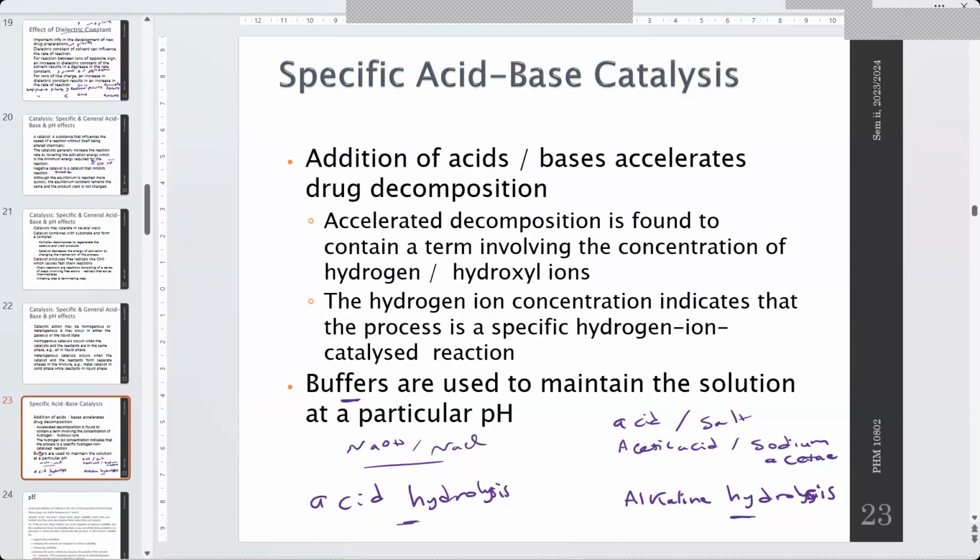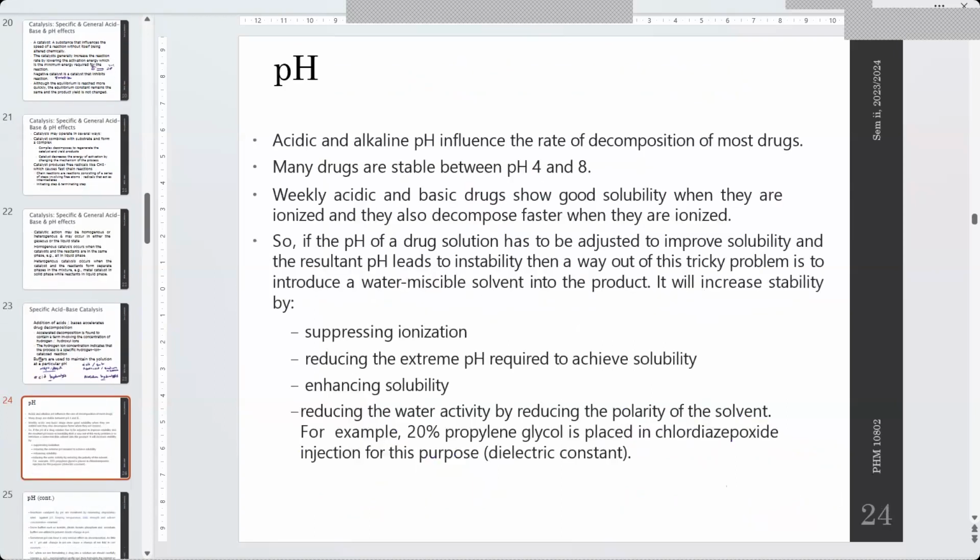Or maybe say NH4OH, the ammonia, and say ammonium chloride, NH4Cl. Okay, so this is a buffer. Usually we adjust the amount of acid and salt to achieve a certain pH. There is a certain way to calculate the amounts required to achieve a certain pH. Actually we explained this one in the previous lecture.